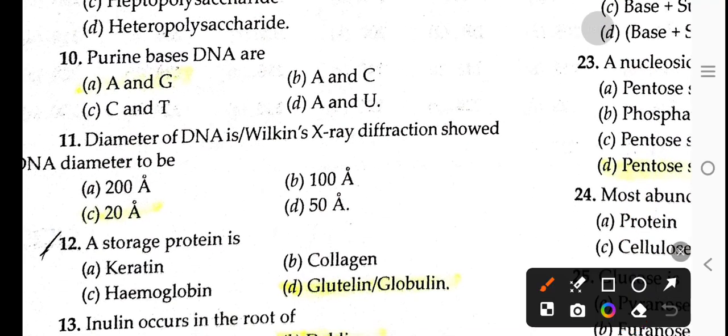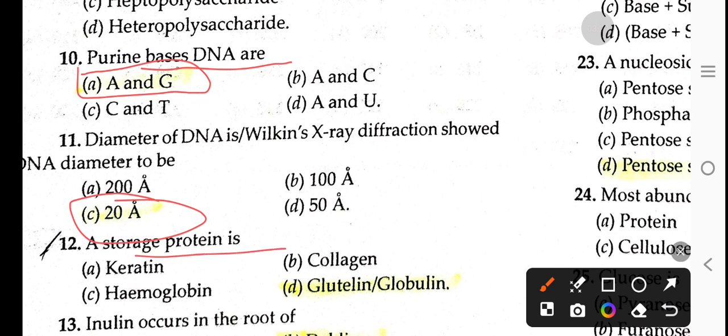Next one, purine bases of DNA. So purine bases of DNA are adenine and guanine. Pyrimidine bases of DNA are cytosine and thymine. Okay. Next is the diameter of DNA according to X-ray diffraction studies. It shows the diameter to be 20 angstrom between the two DNA strands.